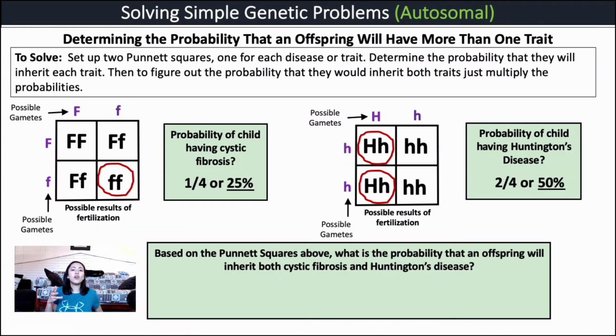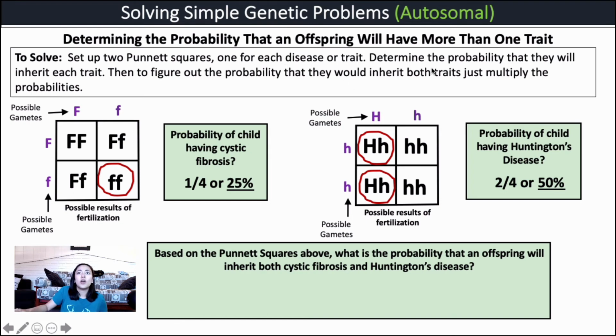Once you're able to solve a simple Punnett square, then you can actually determine the probability that an offspring will have more than one trait just by setting up multiple Punnett squares and then multiplying their probabilities. And let me just give you an example of this. First, let's talk about the steps to solve a genetic problem when we're looking at more than one trait. For example, if we're looking at 2 different traits, such as cystic fibrosis and Huntington's disease, you're going to set up 2 separate Punnett squares, one for each disease or trait that you're looking at.